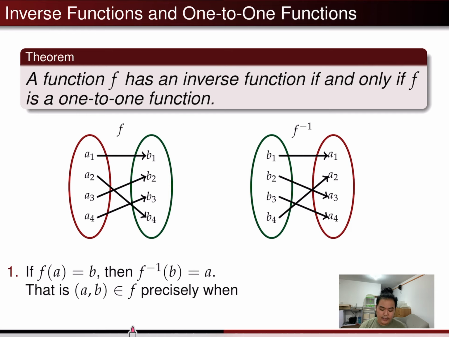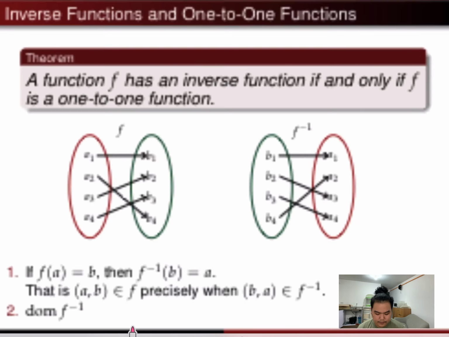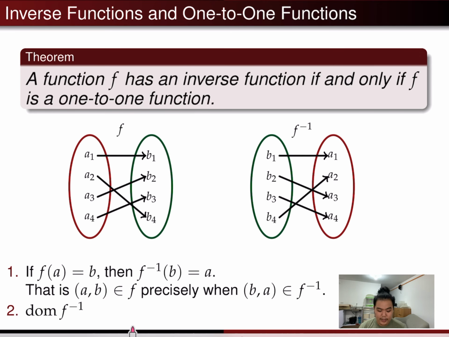And if you have (a, b) na nandun sa function mo, kasi sabi nga natin, ang function ay isang relation at ang relation ay set ng ordered pairs lang. So if you have an ordered pair in your f, yung f inverse mo will contain (b, a). Babalik-tarin mo yung coordinates. So makukuha mo yung nasa f inverse. And the domain of f inverse is the range of f, and the range of f inverse is the domain of f.